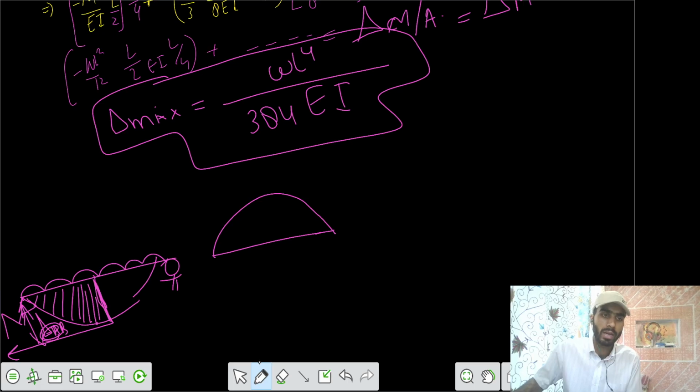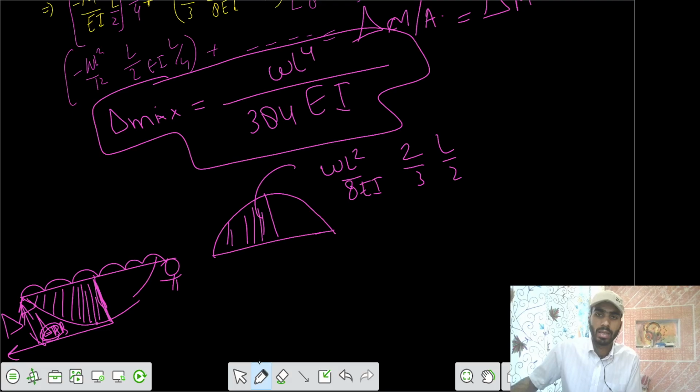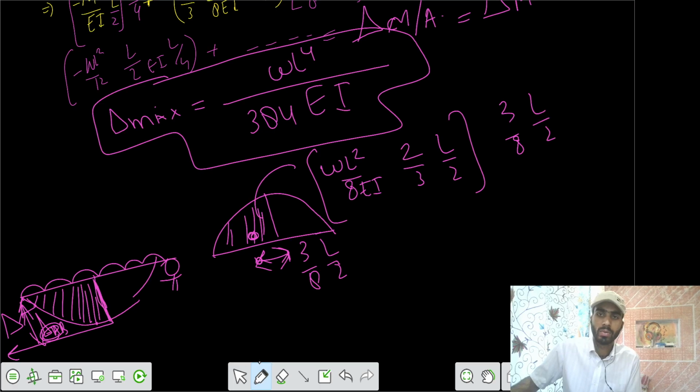When you calculate this delta, it equals the area between the 2 points. So this area equals WL square by 8 EI times 2 by 3 of L by 2. Then you check the centroidal distance, that is the distance between the 2 points, which equals 3 by 8 of L by 2. That comes up to be 8 inverse into 3 inverse into 16 inverse into 3.